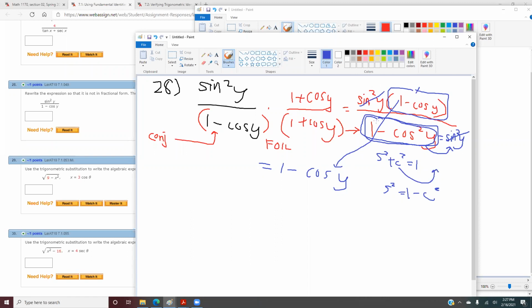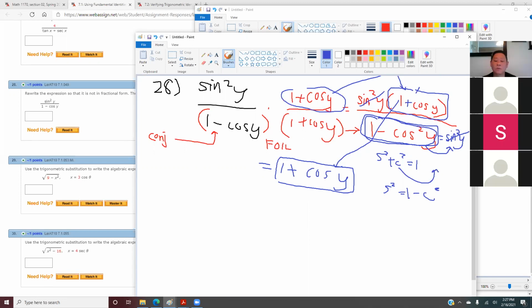I think it's 1 plus cosine y. Yeah. No, when you foil this, it is 1 minus cosine squared y. I'm talking about the top. Yeah, I am so sorry. This is 1 plus. You are correct. So your answer should be 1 plus. My bad. This is 1 plus because when you do this, this is 1 plus, right? Thank you so much for pointing out that it is 1 plus cosine. All right, so this is how we do question number 28.